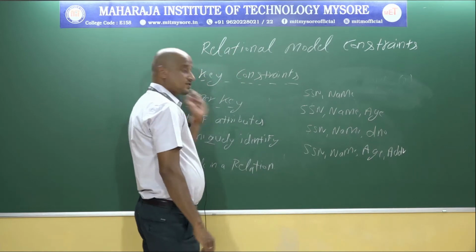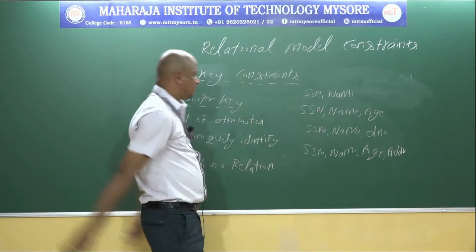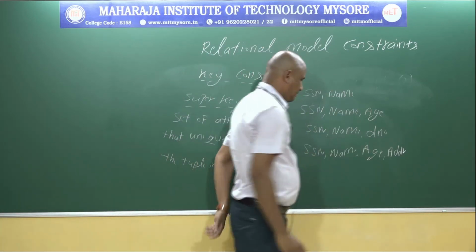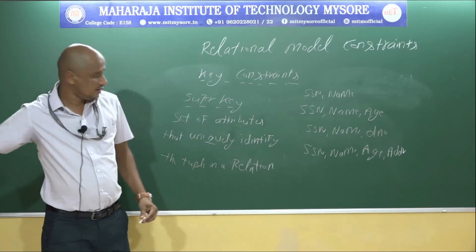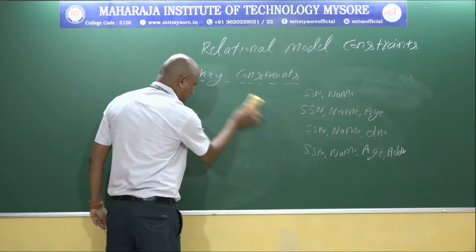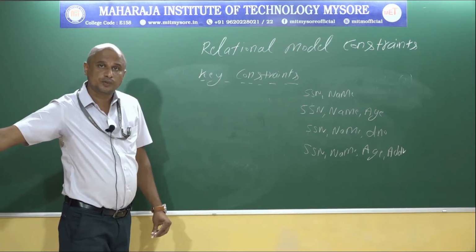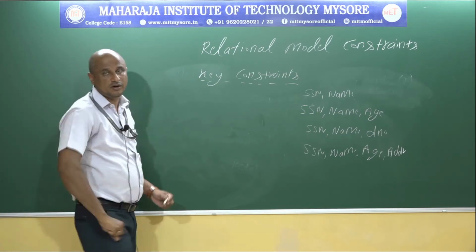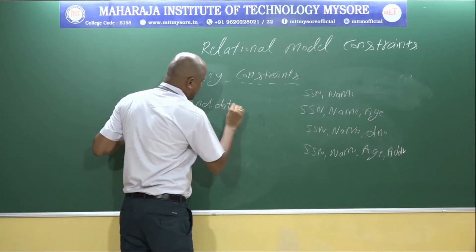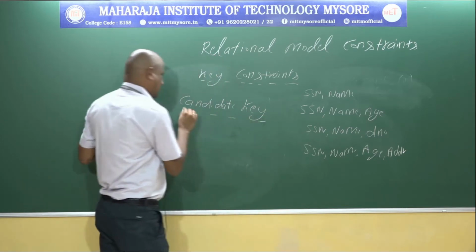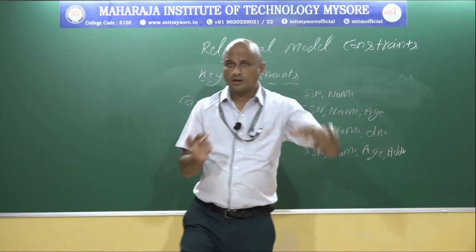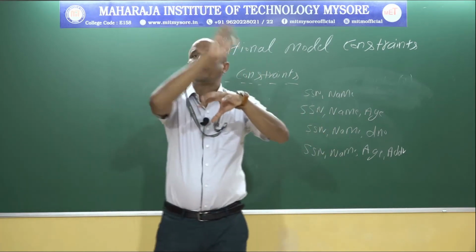Then what is the next one? We came up with a way to identify the uniqueness property. Now I'll move to candidate key. So we learned that a set of attributes that uniquely identifies a tuple in a relation is called a super key. Now, candidate key. I want to link super key with candidate key and primary key, right?